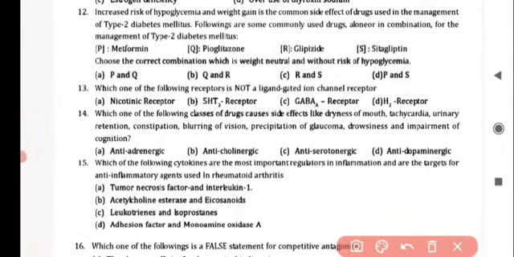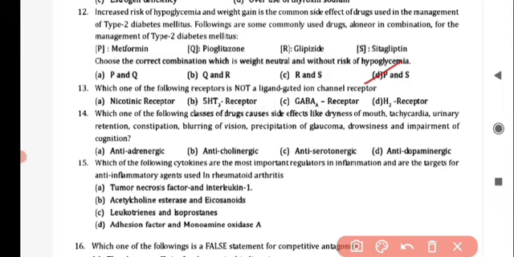Next question is, increased risk of hypoglycemia and weight gain is the common side effect of drugs used in the management of type 2 diabetes mellitus. Following are some commonly used drugs alone or in combination for the management of type 2 diabetes mellitus. P is metformin, Q is pioglitazone, R is glipizide and S is sitagliptin. So choose the correct combination which is weight neutral and without risk of hypoglycemia. So the correct answer for this question is option D, that is P and S, which includes metformin and sitagliptin.